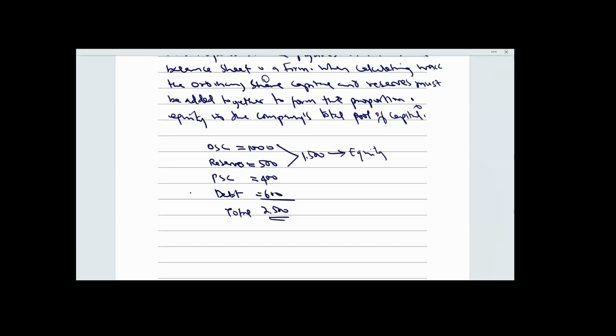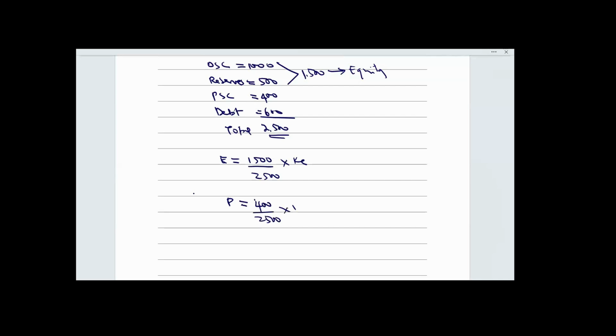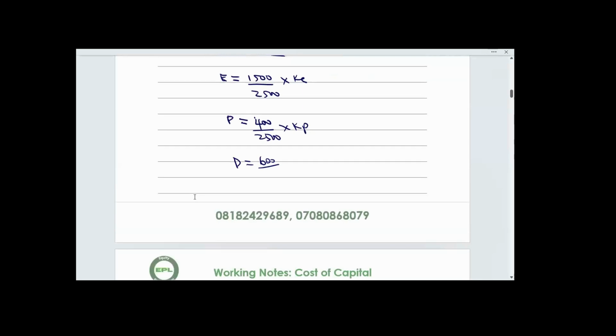So when I now want to calculate my WACC, if I want to determine the proportion of equity, I would then say equity value would be equal to 1,500 divided by 2.5, multiplied by the cost of equity. Proportion of preference share will be equal to 400 divided by 2.5 multiplied by cost of preference share. Proportion of debt will be equal to 600 divided by 2.5 multiplied by cost of debt.